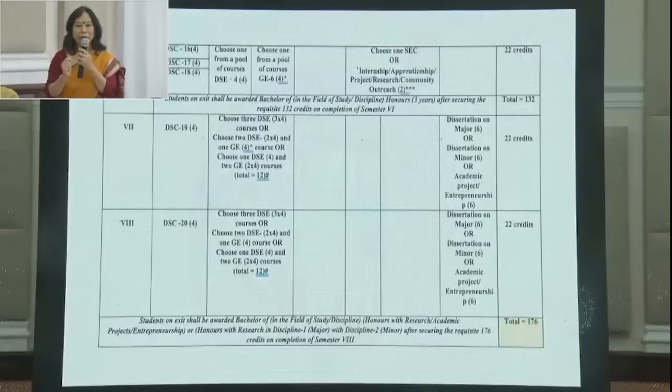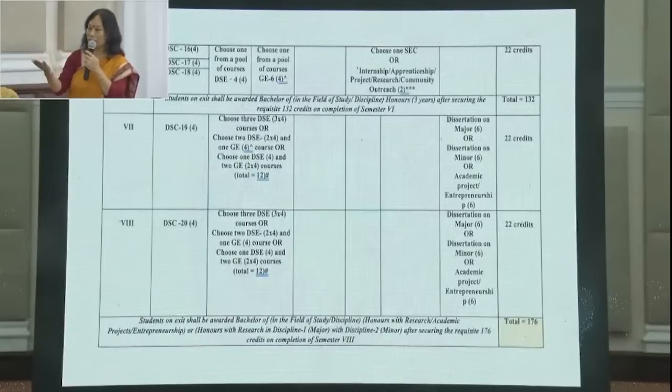So therefore, it is desirable that any student who would like to go for the fourth year of the four-year undergraduate program should study research methodology as a discipline-specific elective. Now, why have we put it in elective, even though we would want everybody to study research methodology? Maybe some student may not have that orientation to do research. So he or she may think, why should I study research methodology? So that's why we have shifted from GE.